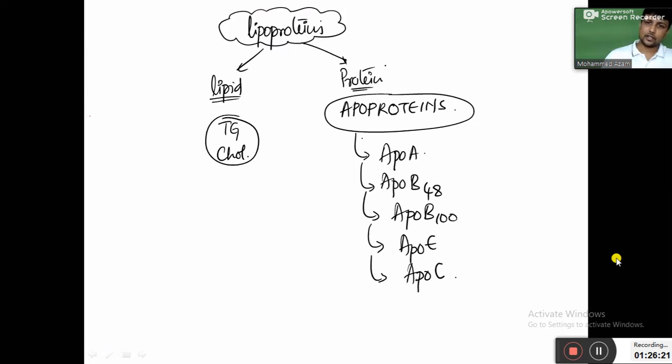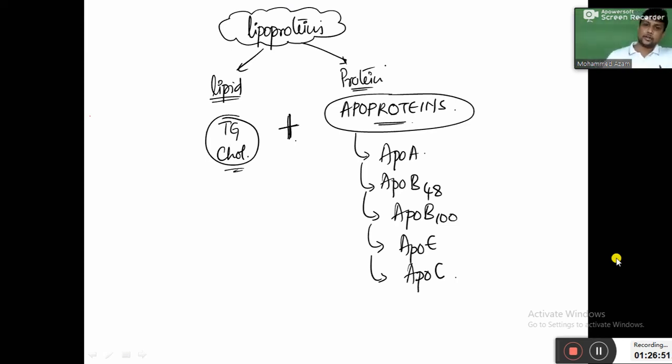So my dear friends, apoproteins along with the lipid part, these two together are going to form your lipoproteins. First of all, I'm going to give you a slight introduction. What is a lipoprotein made up of? Lipoprotein is made up of two things, the lipid part and the protein part. Remember, the lipid part will always be triglyceride and cholesterol, whereas the protein part will be apoproteins: apoprotein A, apoprotein B48, B100, E and C. Okay.